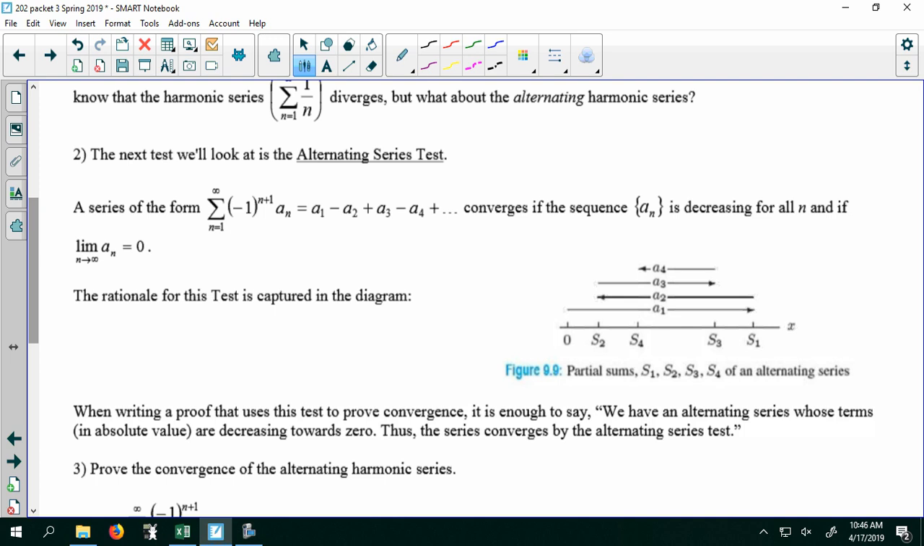So the rationale is captured in the diagram and in the walking back and forth demo we just did. If you start with the first term, you go all the way over, and then you subtract the next term, add the third term, subtract the fourth term. You're sort of converging in on some sum, the final sum of the infinite series. When you're writing a proof that uses this test to prove convergence, it's enough to just write a sentence that says we have an alternating series whose terms in absolute value are decreasing towards 0. Thus, the series converges by the alternating series test.